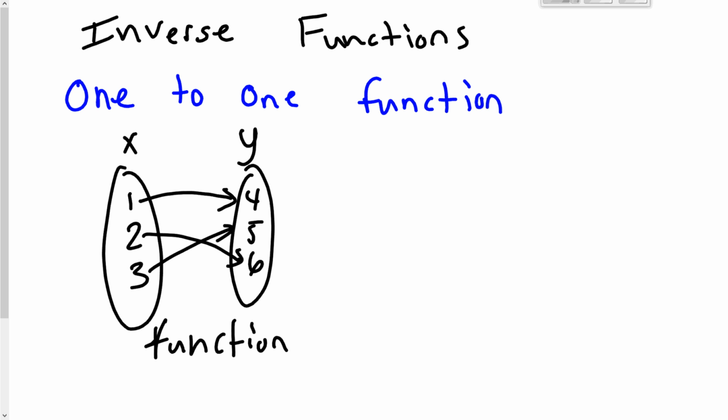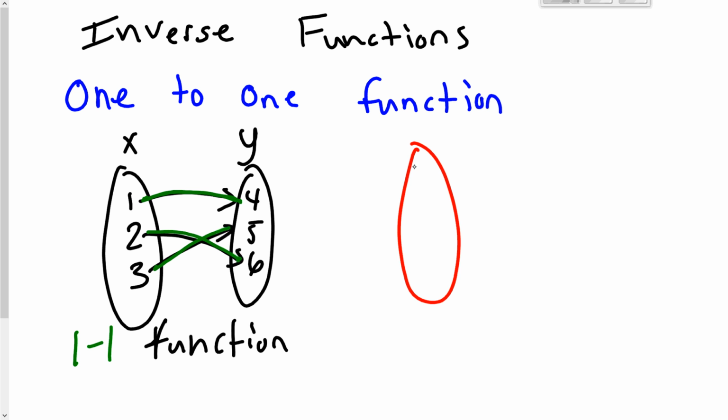In order to be a one-to-one function, every y has to go to 1 x. So this y came from this 1 x. This 1 y came from this 1 x. This 6 comes from 2. So this is a one-to-one function. You can write it like that, one-to-one function.